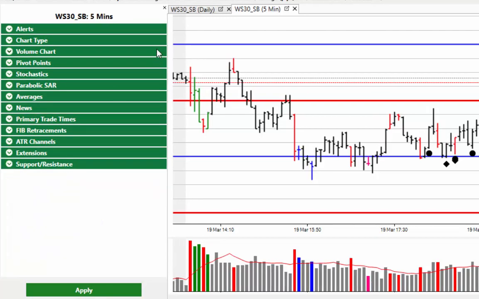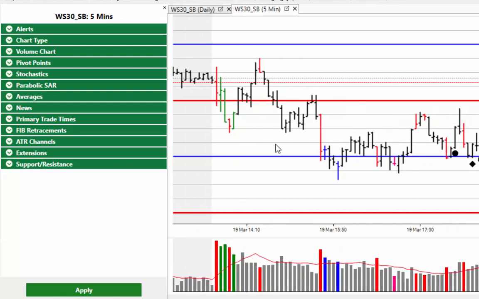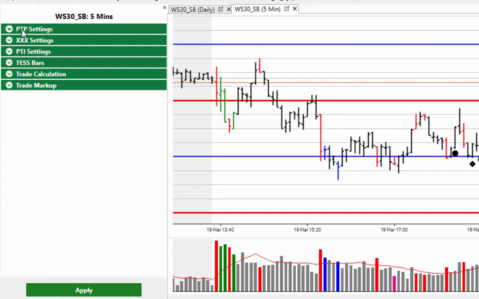Okay, so that's the first part. The next was to actually highlight these areas when the market actually closes through these, so that we can see if there's a potential turning point. For example, we see the market coming back through here and through here, so we want to be able to take advantage of that. So if you go into the PPT indicators, you will see a new one called PTI settings.